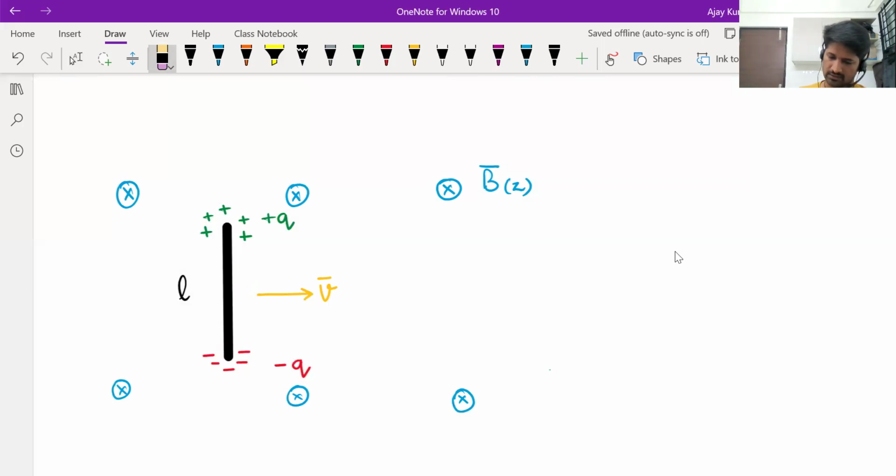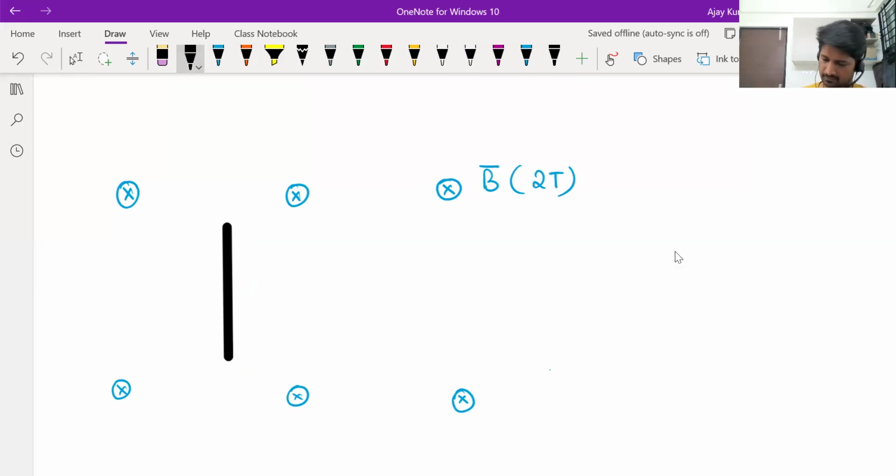Let us change the situation a little bit. Okay, let's say magnetic field is into the screen itself. Let's assign some magnitude to it, say 2 Tesla. Length of the rod, I assume, is some 5 meters.